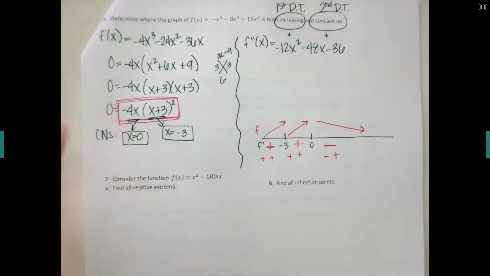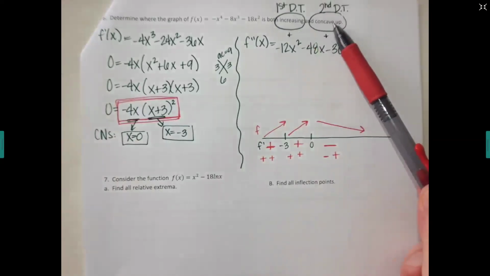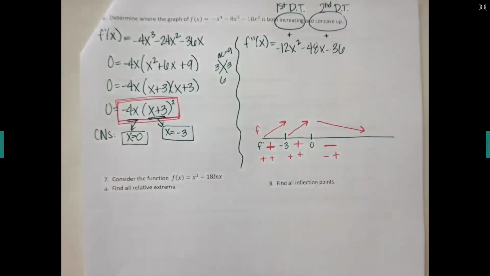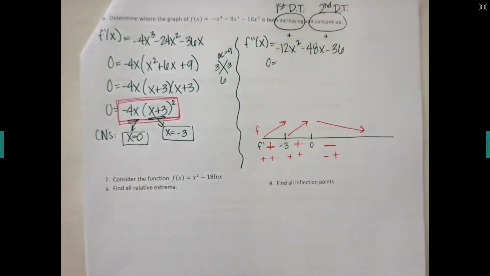Okay, now this is enough information for me to tell where the graph is increasing. The problem is I don't just want it to be increasing. I also want it to be concave up. So let's do our second derivative test. So set this guy equal to 0.